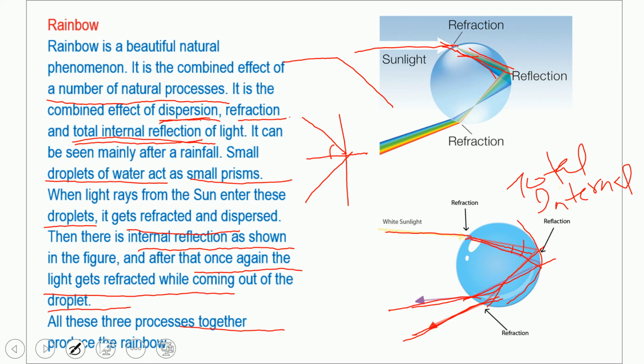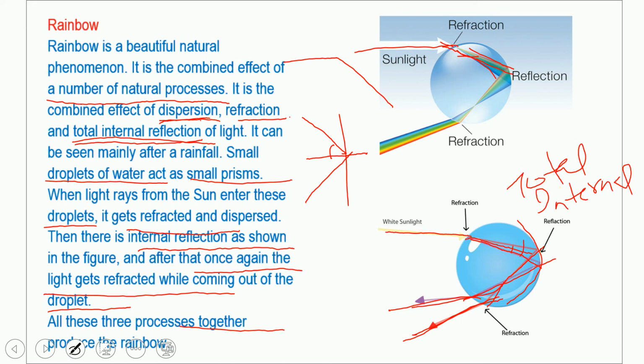All these three processes together, we can see the rainbow. So this rainbow is very important. What we have to remember is that it is a beautiful natural phenomenon. It is the combined effect of a number of natural processes. Which are these natural processes? Dispersion, refraction, and total internal reflection. In order, we can say it is refraction, dispersion, and total internal reflection.